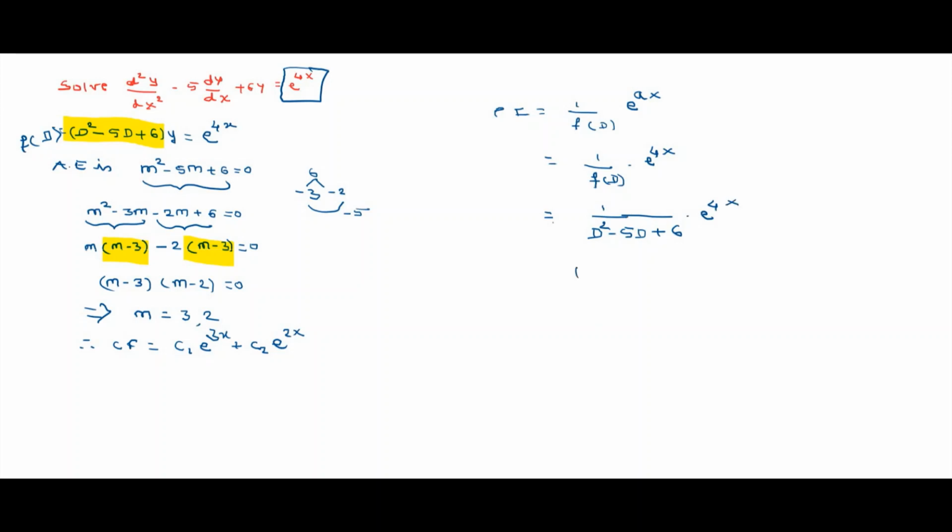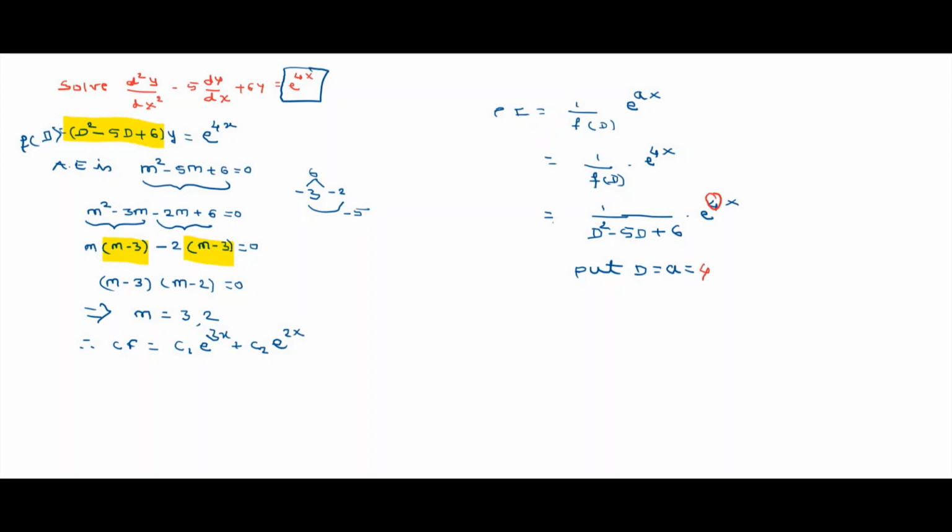Now here, to find the particular integral, we have to replace d by a. Put d equal to the a value. And what is the a value? A is equal to 4. This is the a value, a is equal to 4.